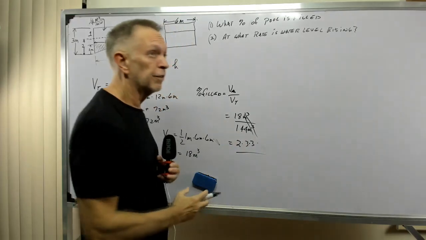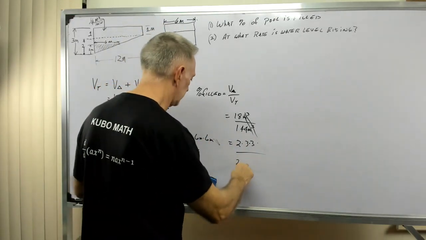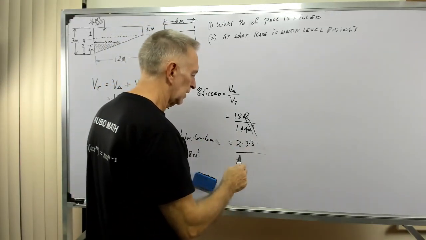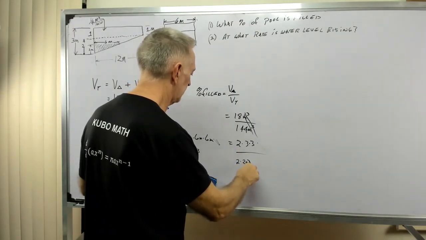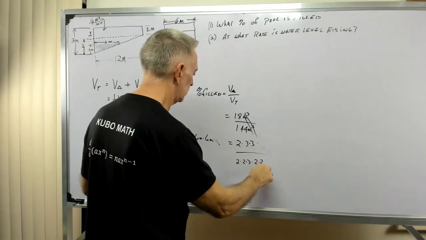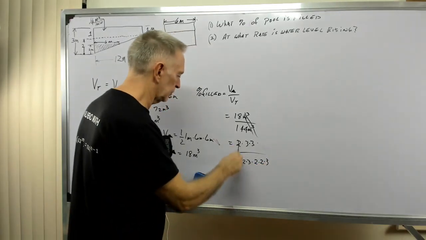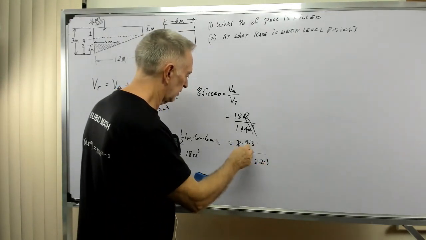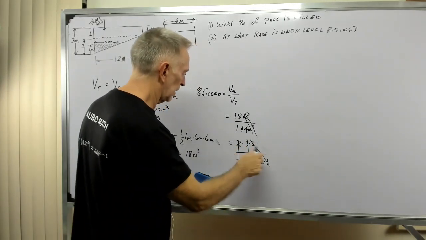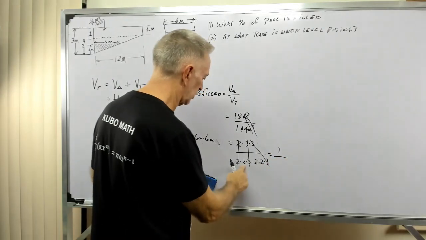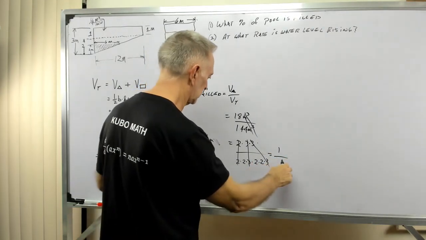So 144 is 12 times 12, which is 2 times 6 times 2 times 6. So 6 is 2 times 3 times 2 times 2 times 3. All right, old school math here. The 3's cancel, these 3's cancel, that 3 cancels. So I have 1 over 2 times 2 is 4 times 2 is 8.